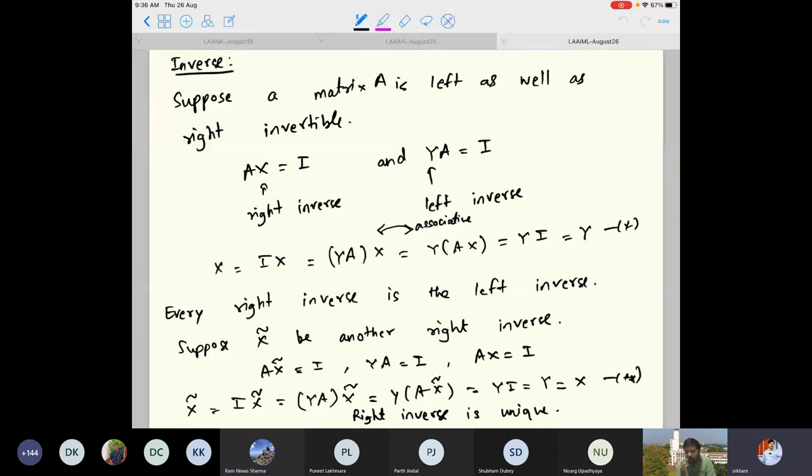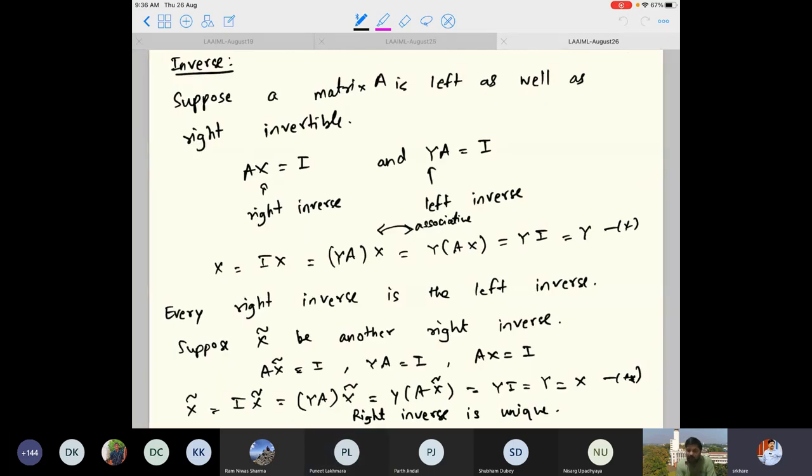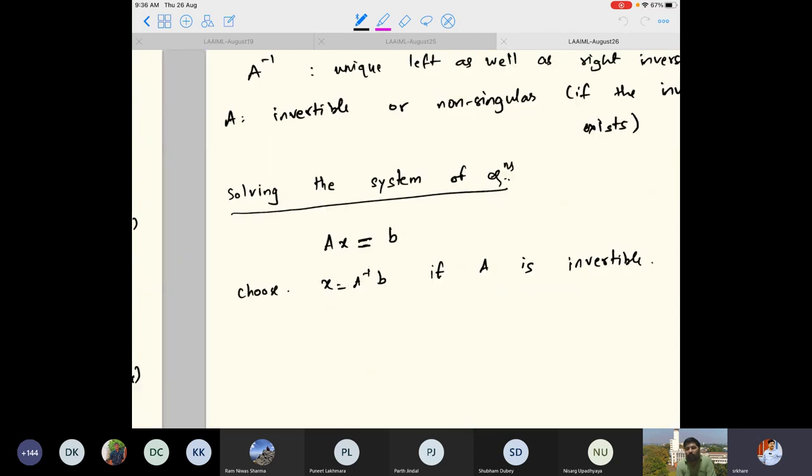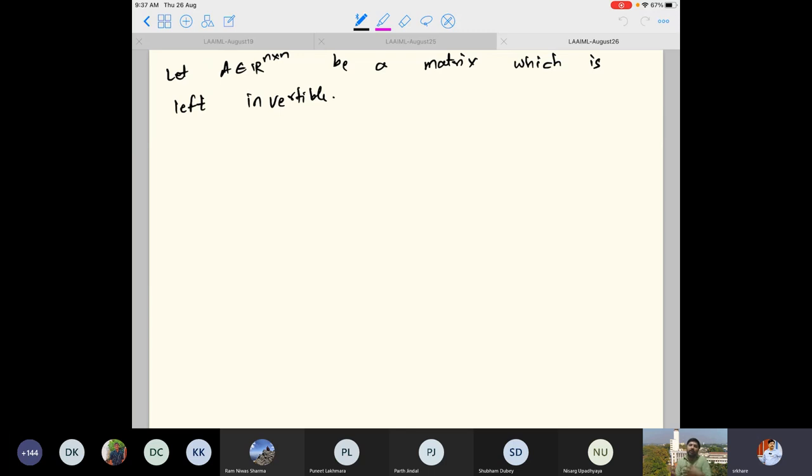So what we have said, even if a matrix is a square matrix, I never said that left invertibility implies right invertibility. Here, what did I start with? I said that if the matrix is both left as well as right invertible... I am not sure if the matrix being left invertible implies the matrix is right invertible in case of square matrices. I'm not sure of that. So I just want to prove actually that it's true.